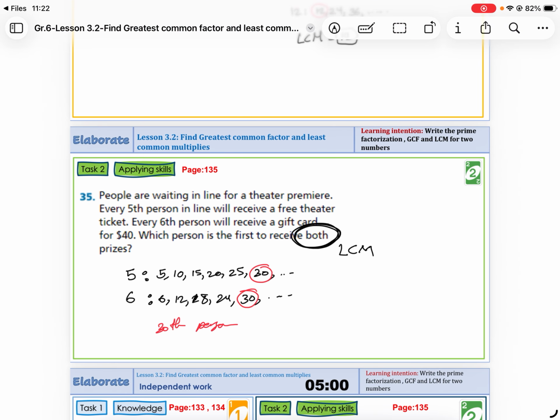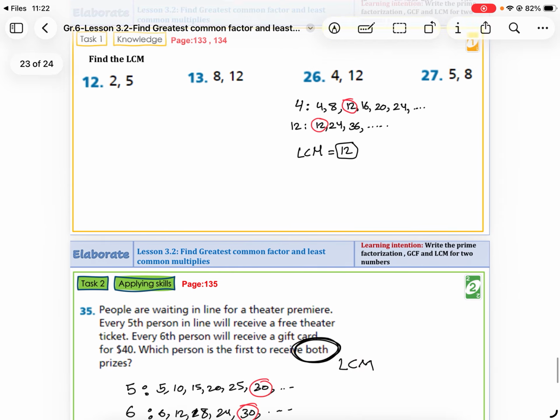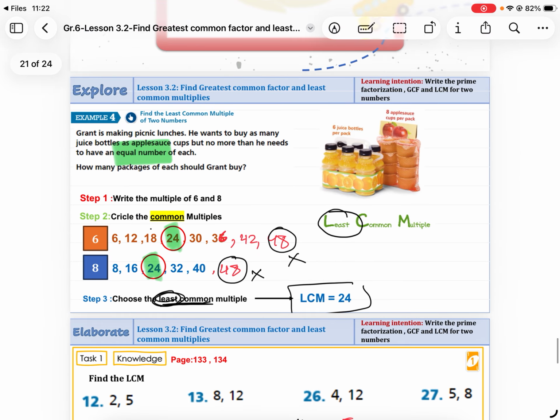So that's it, guys, for this lesson. We focused on the 3 main ideas. Number 1, finding the prime factorization. Number 2, finding the GCF. And number 3, finding the LCM. Please focus on the keywords when you are solving word problems. What are they asking you to find? Is it greatest or is it least? Or sometimes they don't say least. They say both, for example. Or here in the word problem above, they use the words equal number. That means same.